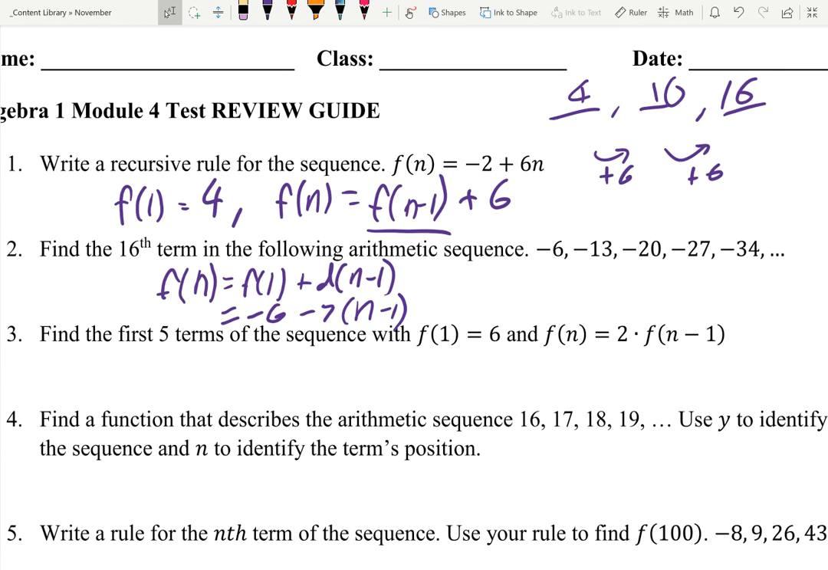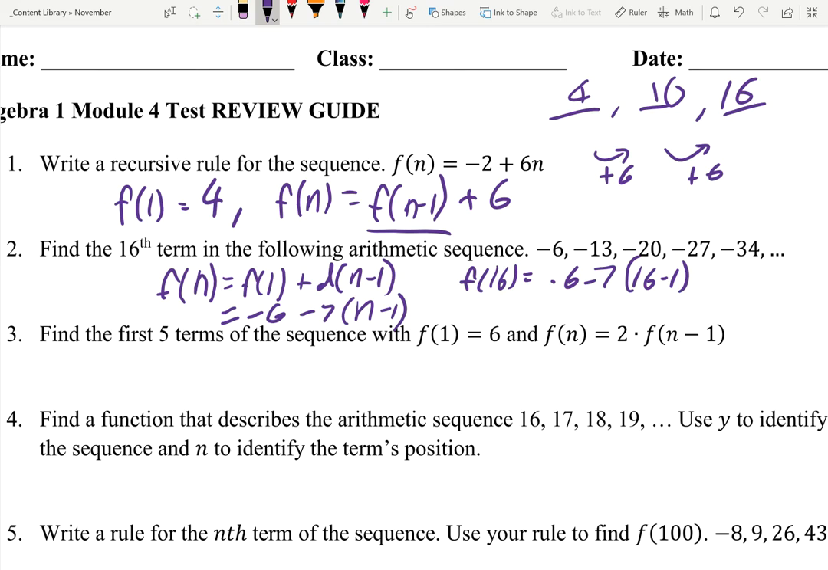So if you want to find the 16th term, you're just going to plug 16 in for n. So our function f of 16 will equal -6 minus 7 times 16 minus 1. So essentially, if you're going to work this out, let me rewrite that. There we go. If we're going to work this out, just do 16. Obviously, 16 minus 1 is 15.